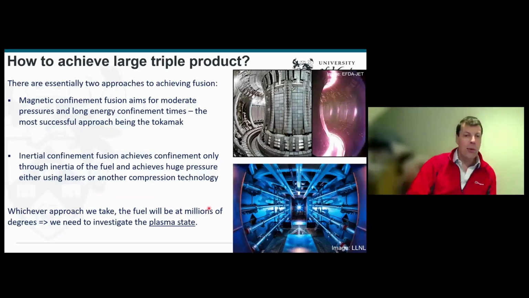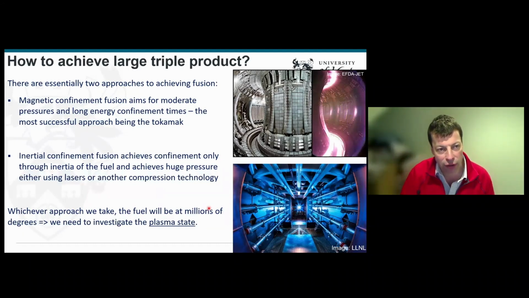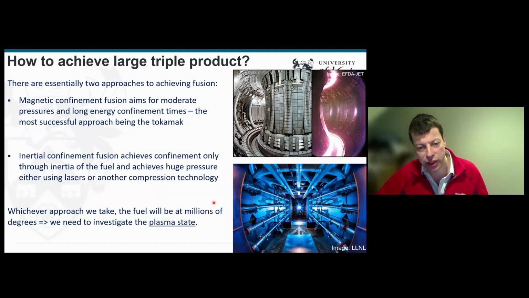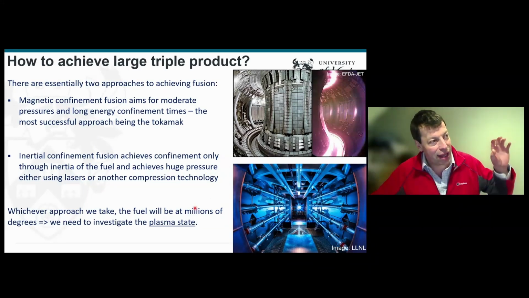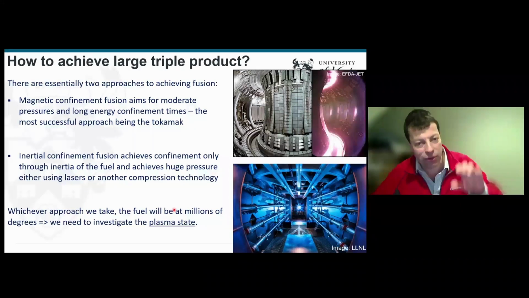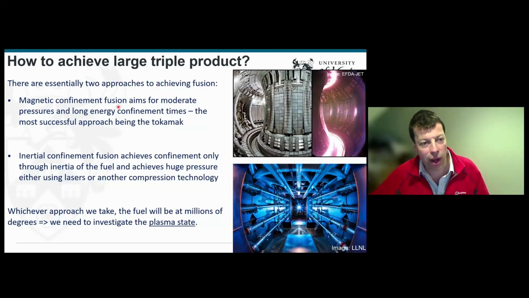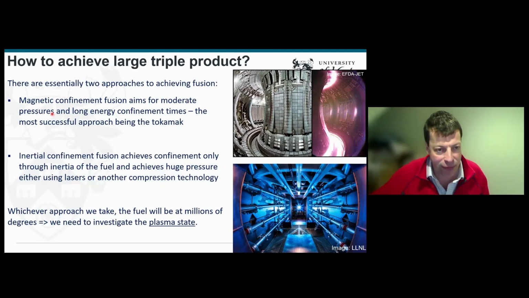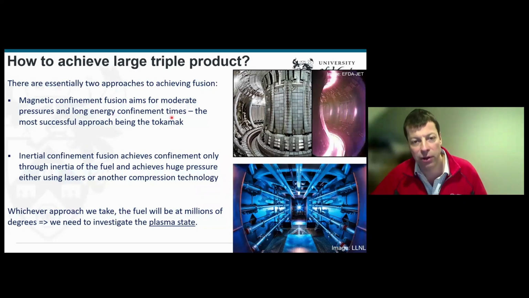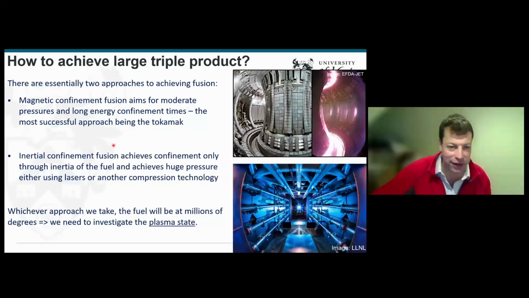So how are we going to achieve this big triple product? Well, there are essentially two approaches, contrasted by the technique, but also by how they try to get the density times the temperature times the confinement time really big. In magnetic confinement, we try to achieve moderate pressures, so moderate density times temperature, perhaps just a few atmospheres, but a really long energy confinement time, perhaps even a second or so. The most successful approach to magnetic confinement fusion is the tokamak, which I'll discuss shortly.